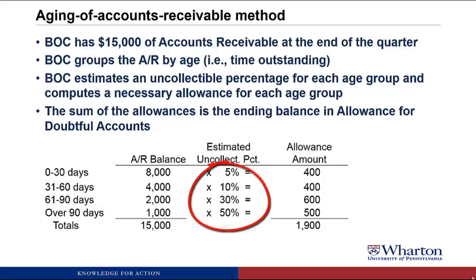And this is why you want to do it with the aging method, because obviously for the new ones, there's going to be a much higher percent you expect to collect than the ones that have been outstanding over 90 days, where maybe you're going to get only half of those. So we've got an estimated uncollectible percentage that gets bigger the longer the receivable has been outstanding. We take the accounts receivable balance for each age group times the uncollectible percentage for each age group to get an allowance amount for each age group, add it up, and come up with an ending balance of allowance for doubtful accounts of $1,900.